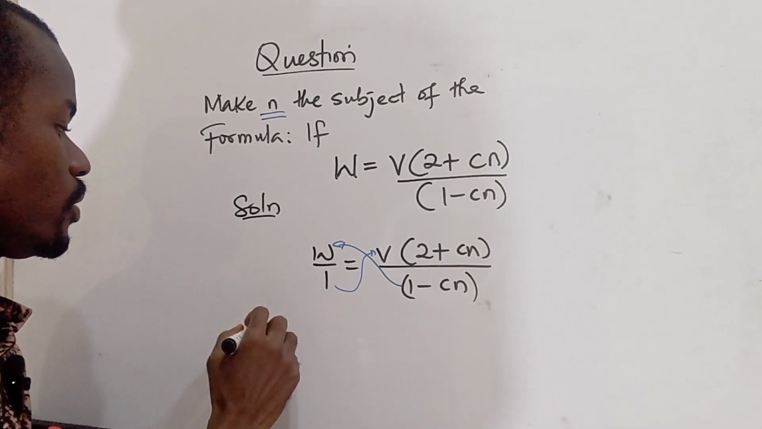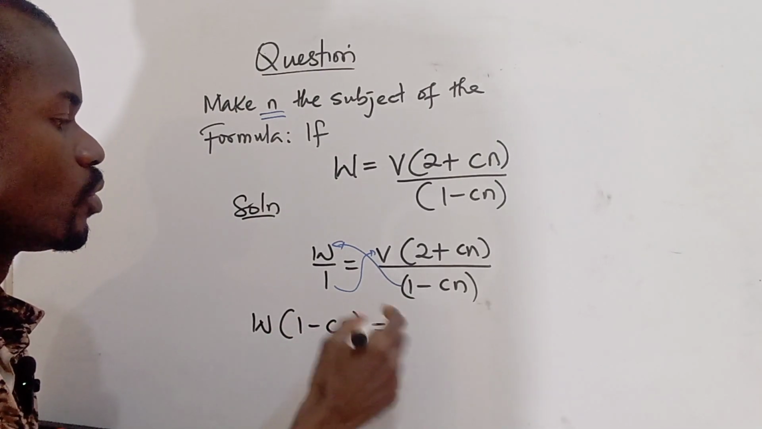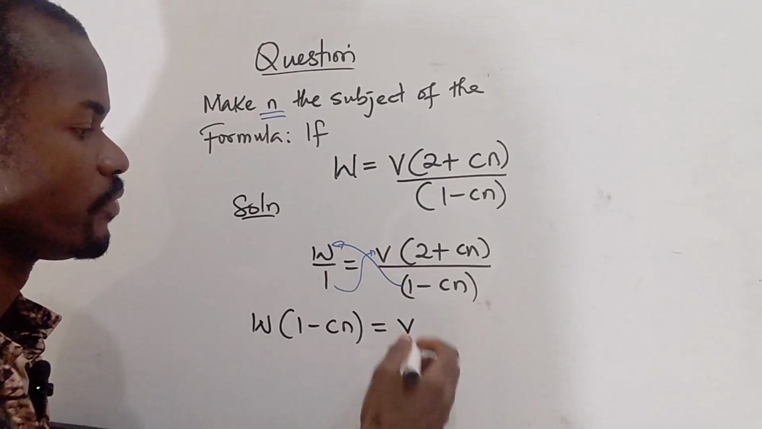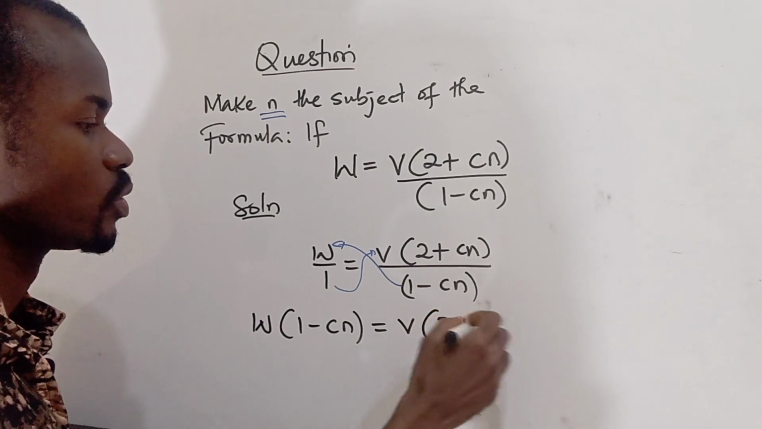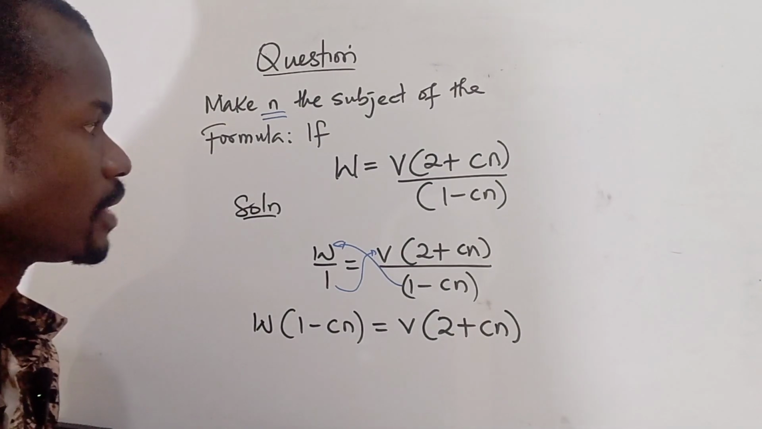So I have W multiplying 1 minus Cn is equal to 1 times V, which is V, multiplied by 2 plus Cn. So this is our first step.